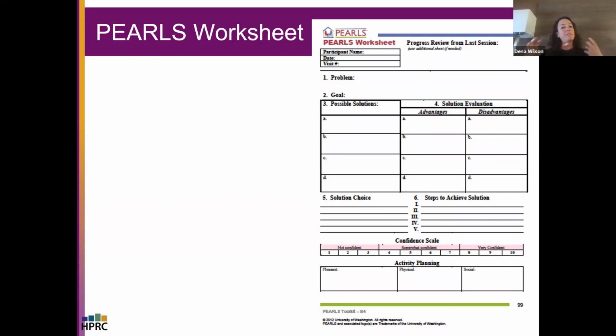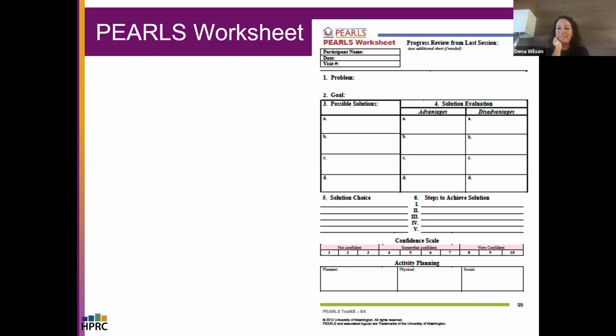So really look at all the different dynamics of that solution that may come up when they're trying to do this, and identify, as I mentioned before, those barriers and advantages, things that they already have going for them that are going to make it easier, and try to make that as specific as possible. I find that clients really appreciate and feel more confident the more detailed the steps to achieving the solution are. And so the next part, which is also very important, is the confidence scale.